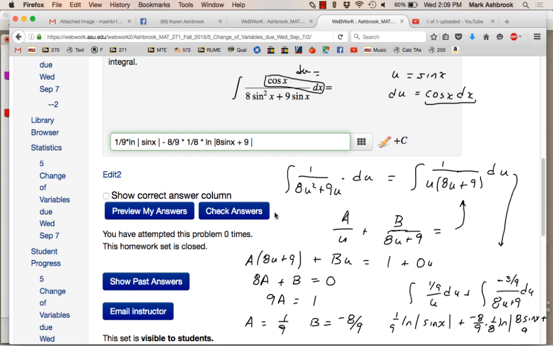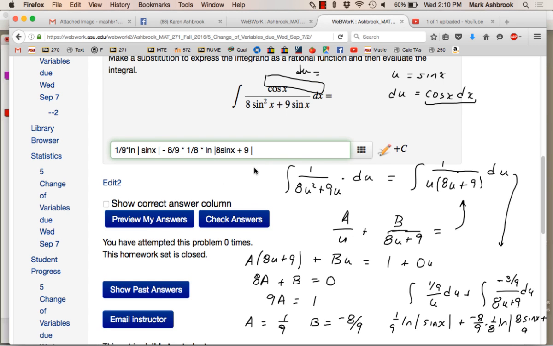Questions on this example, please? Because if this would be 8u plus 9, when you do the derivative, you'd have an extra times 8. So I'm including the 1/8. It's like a mini undoing the chain rule. Other questions on this one?